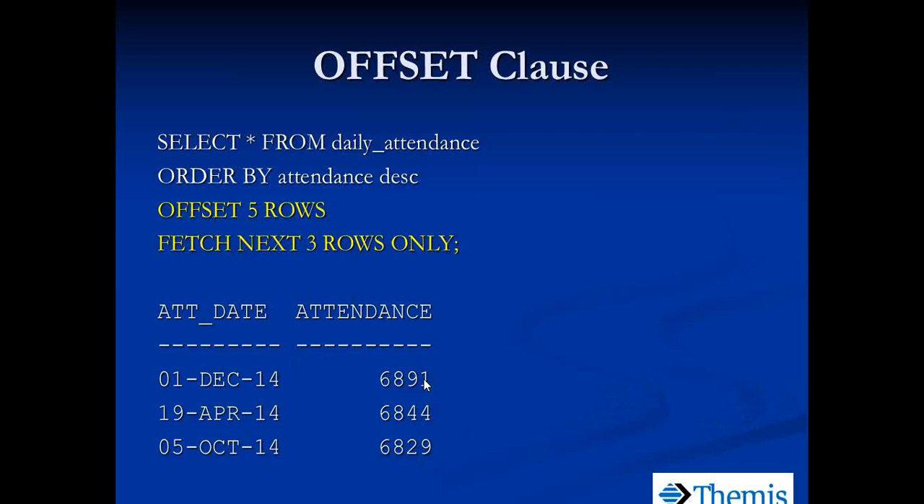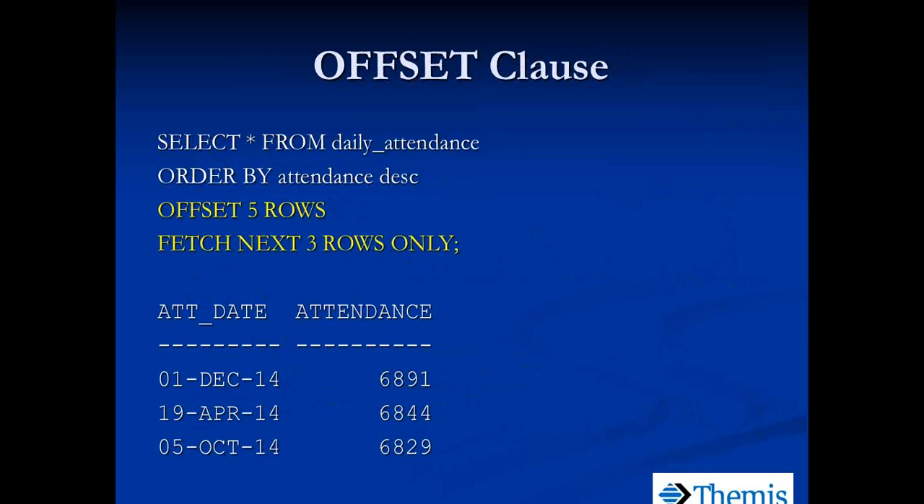Okay? So there we had the fetch first n rows only. We had one with ties. We had one with percentage. And then we had an offset as well. So I think that's great. The nice thing about that is it's super simple, right?